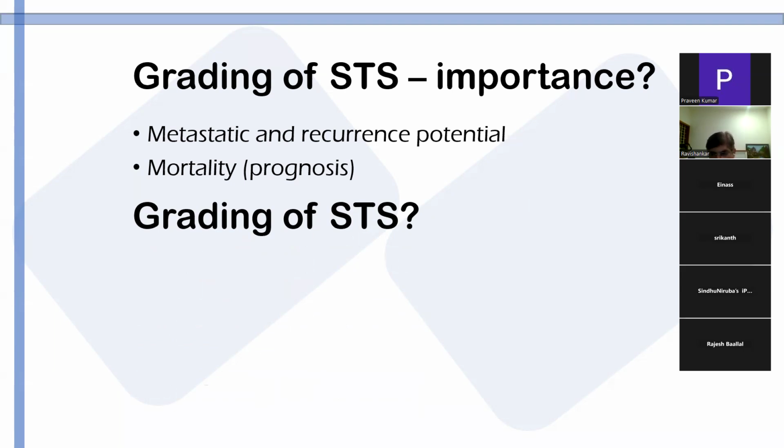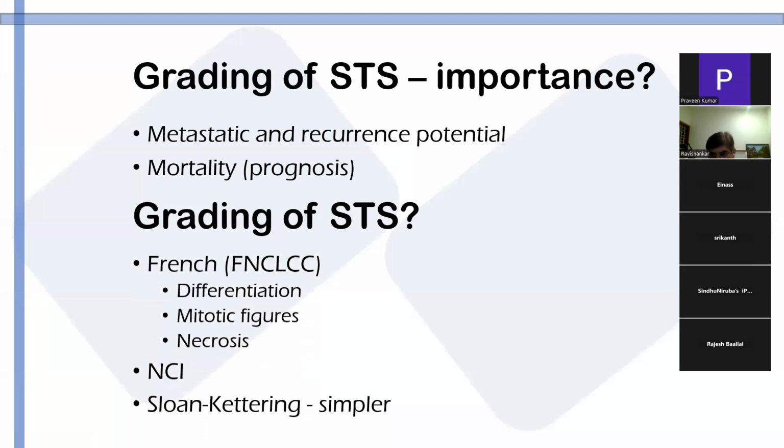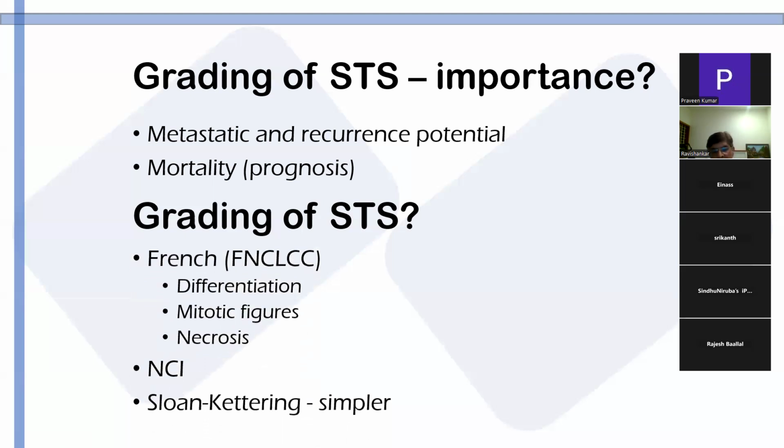There are some factors of the tumor that they look at. Mitotic index, necrosis, and pleomorphism. Good, those are the three things. Differentiation, not more than pleomorphism: how de-differentiated or differentiated it is, mitotic figures and necrosis.